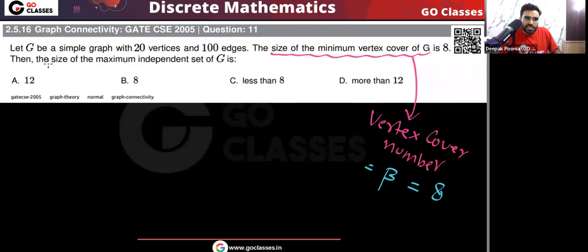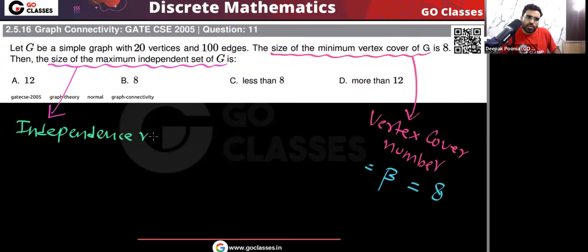Okay, the question is asking the size of the maximum independent set. First of all, you tell me what is the size of the maximum independent set. The size of the largest independent set is called the independence number, and that is denoted by alpha. This is what the question is asking.